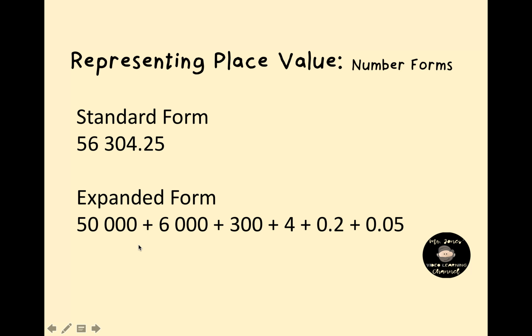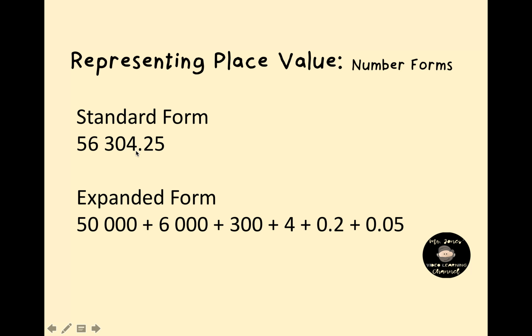Why is it expanded form? Because each digit in our standard form number is expanded to show its value. So the 5 here, if we were to cover up the rest of the numbers, we know is worth more than 5. It's actually worth 50,000. And the 6 is worth more than 6. It's worth 6,000. And so on and so forth for the rest of the digits.